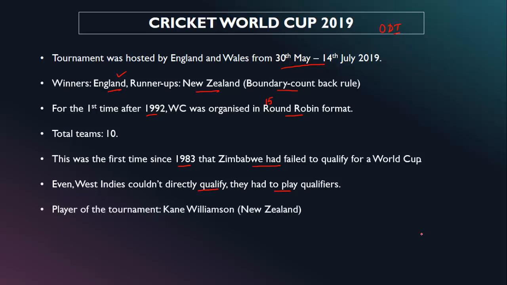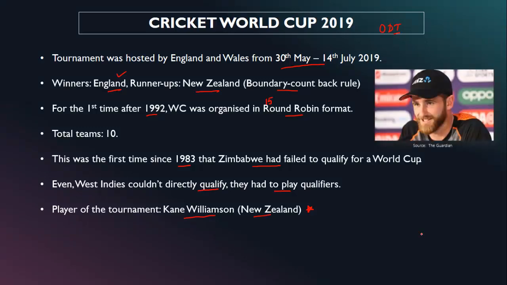Now the player of the tournament, a very important thing that you should remember, is Kane Williamson, who is from New Zealand, the captain of the New Zealand team actually. And you can see him in the picture. He is Kane Williamson. Next, the most run scorer was of course Rohit Sharma. He's from India, as you all know, and he scored 648 runs in this tournament.